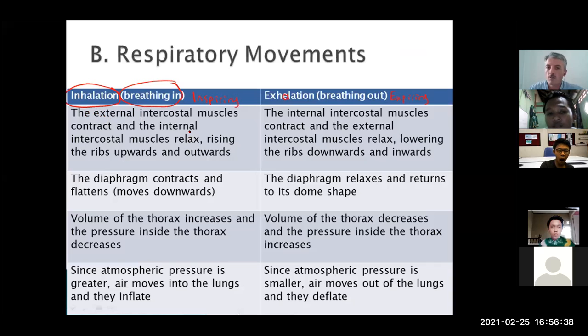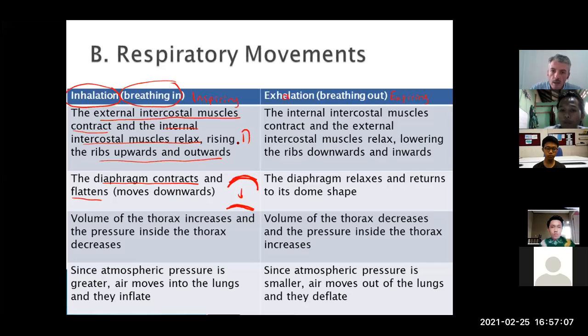To breathe in, outside, get the logic connected to volume. When the external ones contract, they pull the ribs, volume increases. So ribs are moving up and out, volume increasing. Then the diaphragm contracts. Most of the time questions are about this. Diaphragm contracts and flattens, like this one. This becomes this, more flat.